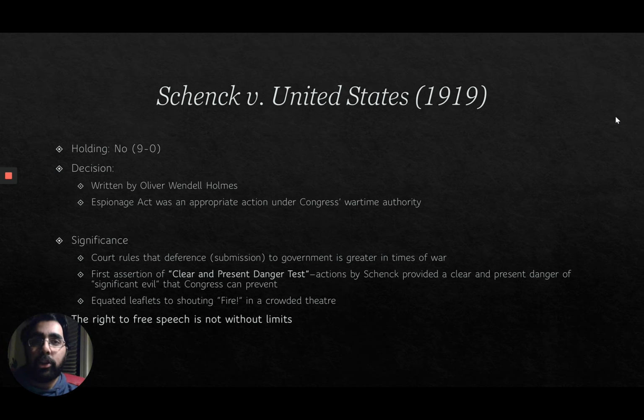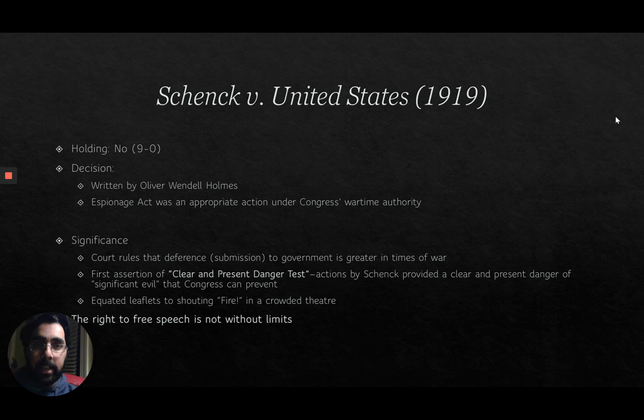Your immediate reaction is to get out. Your immediate reaction is to do whatever you can to save your own skin, and that is justifiable, of course, but it provides a clear and present danger. There's a safer way and a better way of doing that, maybe by even not shouting fire in a crowded theater. And so, again, the court is saying, look, by Schenck's speaking out against this draft, it is presenting a danger to the United States.